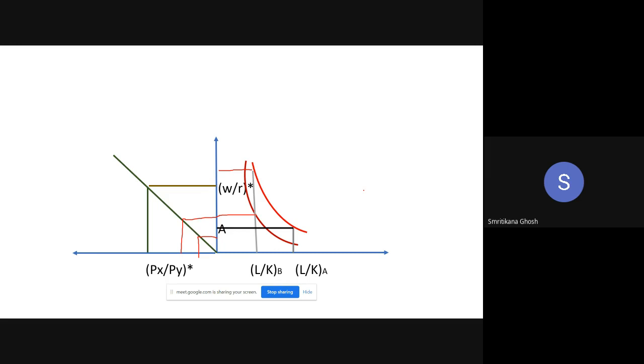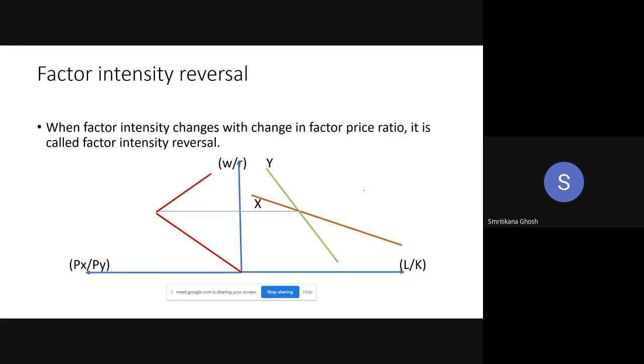So till now it is not true. The HO model is always there, whatever be the situation, up to this slide. Now look, I am going to introduce another new concept that is called factor intensity reversal. I said once in the last class, just the concept I have given to you.